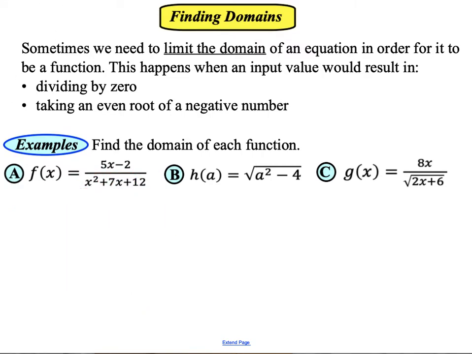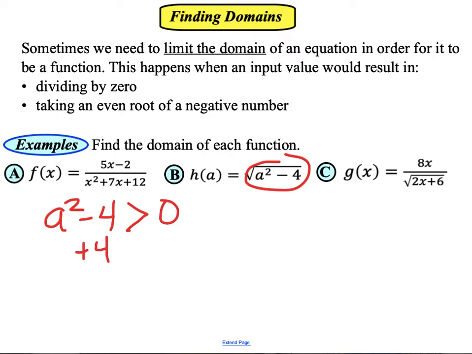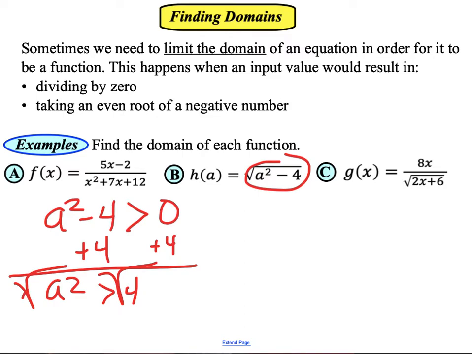Let's look at letter B. So this one, we can't have negatives under the square root. Well, what does that mean? That means a squared minus 4 cannot be equal to anything less than 0, so it has to be greater than 0. So solving this one, if you add 4 to both sides, we get a squared has to be greater than 4. And then take the square root of both sides. Those cancel out. They're inverse operations, and we get a has to be greater than plus or minus 2.